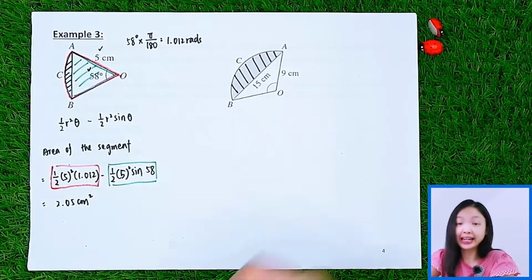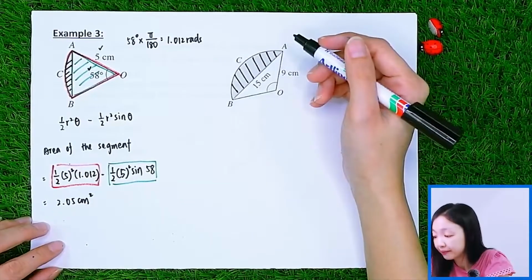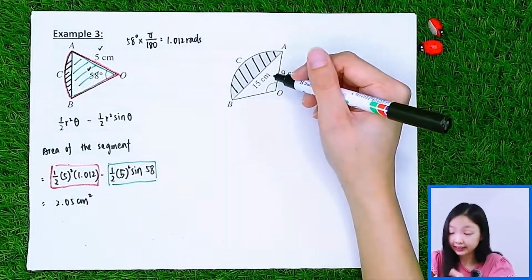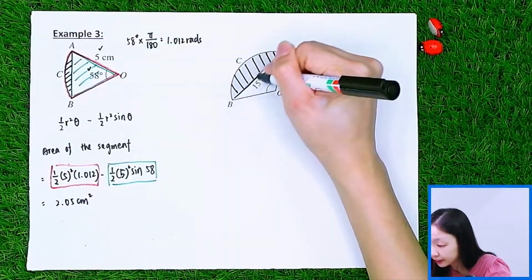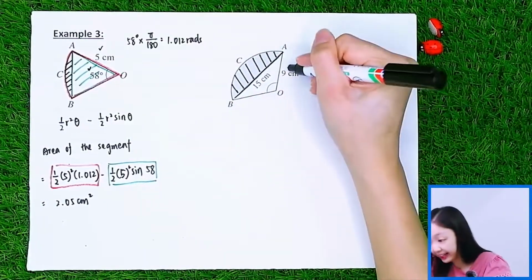Okay, we go to another example. This example doesn't give you the angle. It gives you the chord of AB and then the radius.